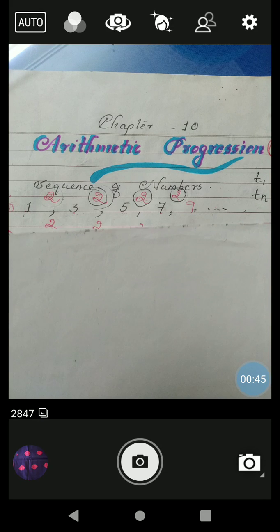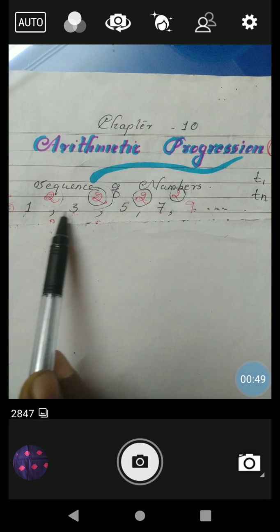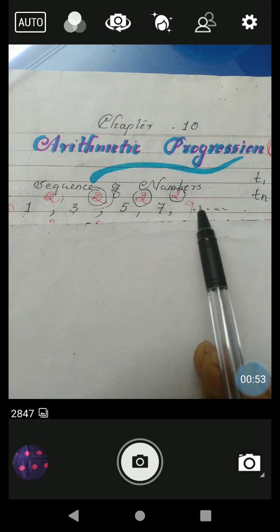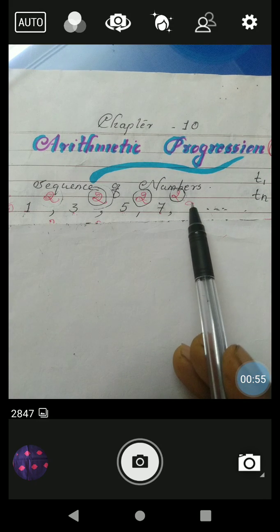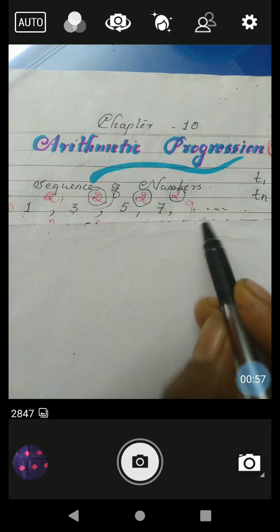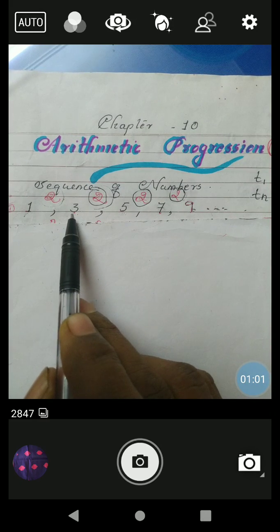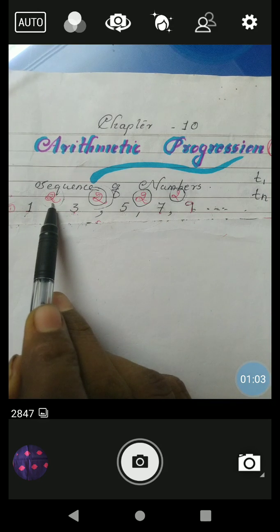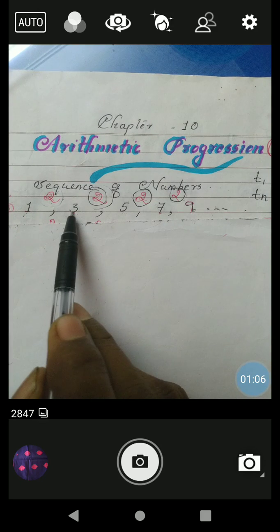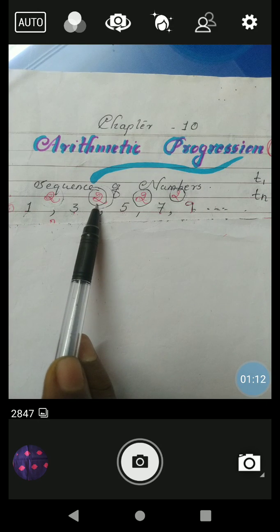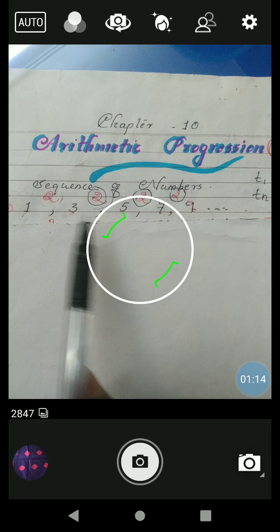Now you can see 1, 3, 5, 7. The next number we can find is 9, right? Because these numbers differ by 2. All these numbers, look, the difference between two consecutive terms is 2, right? That is a certain rule.